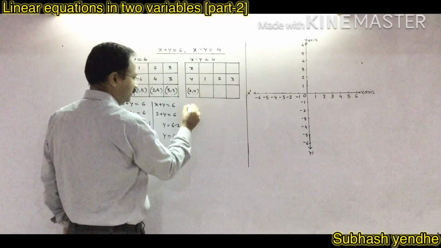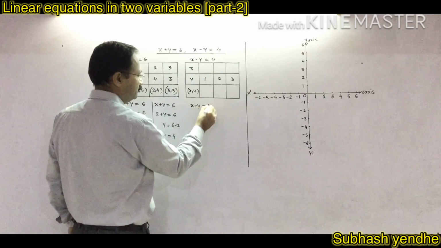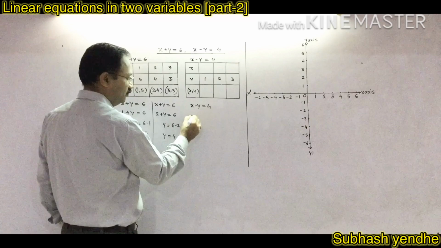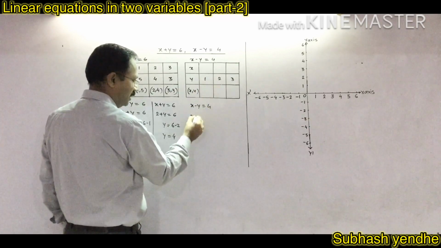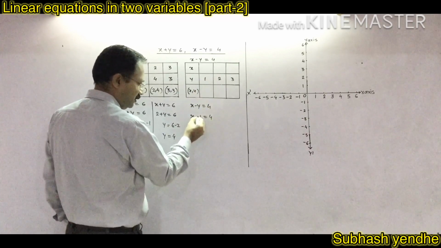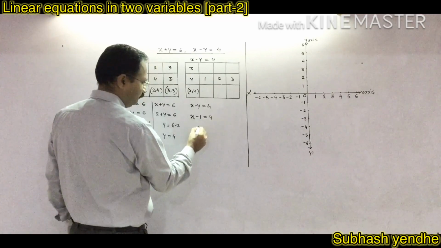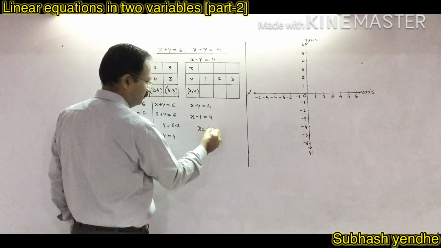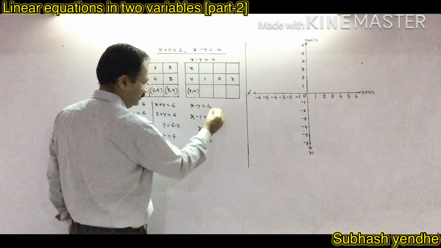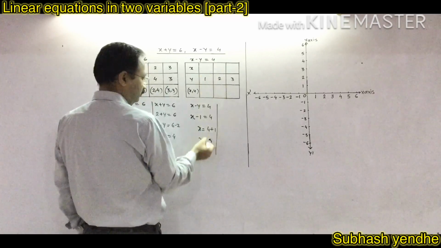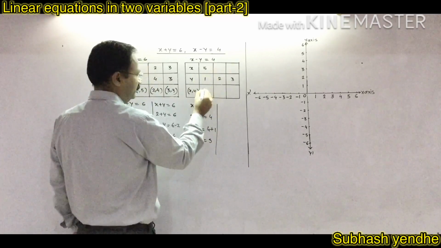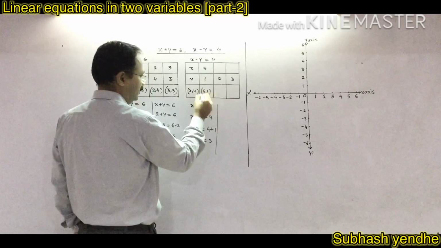So let's start with this one. x minus y equals 4. Substitute the value of y as 1. x minus 1 equal to 4. So minus 1 goes on that side, and you will get 4 plus 1. So x equals 5. For this, you have to write the value of x here. So the coordinates are 5 and 1.